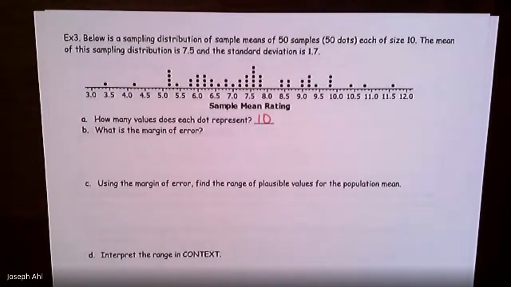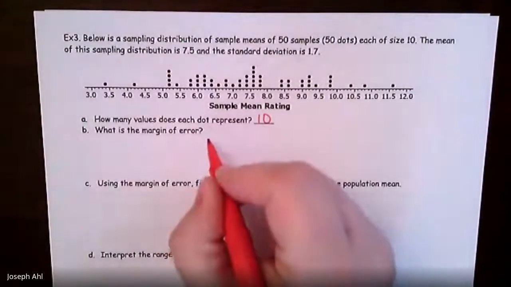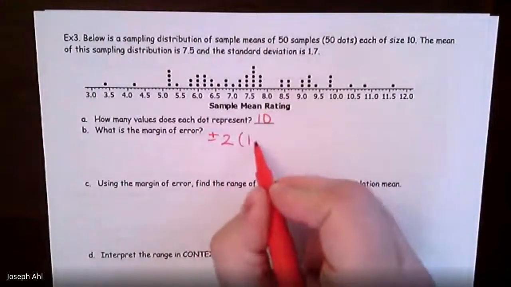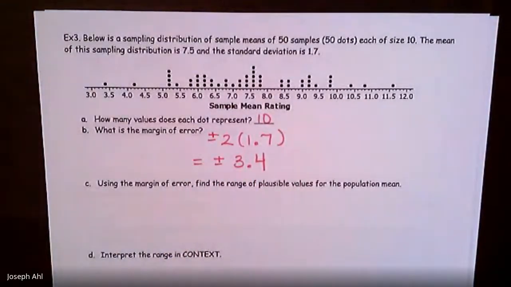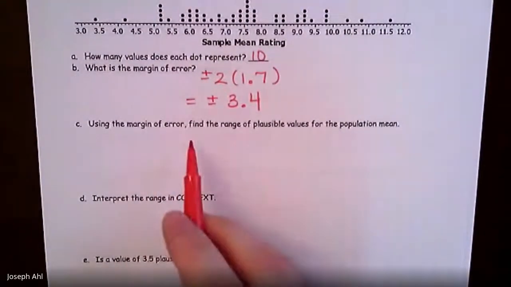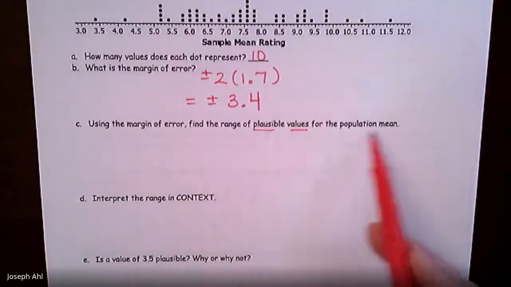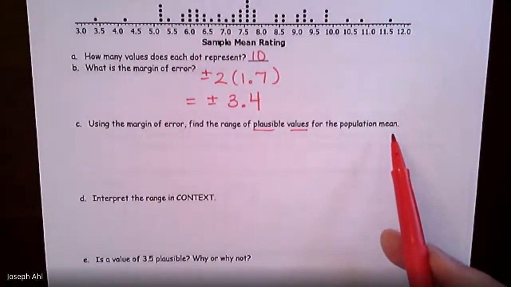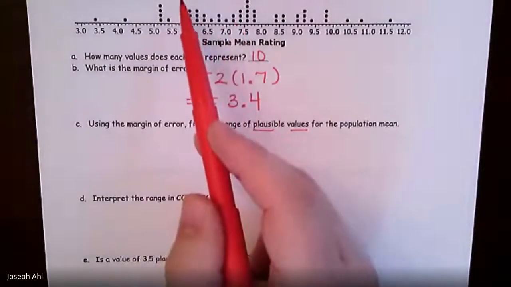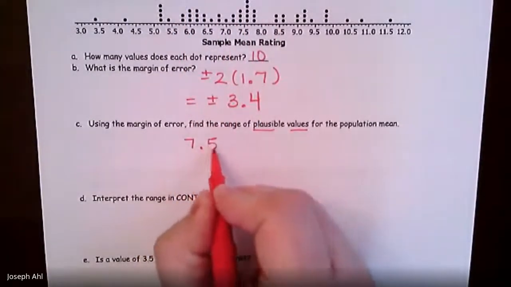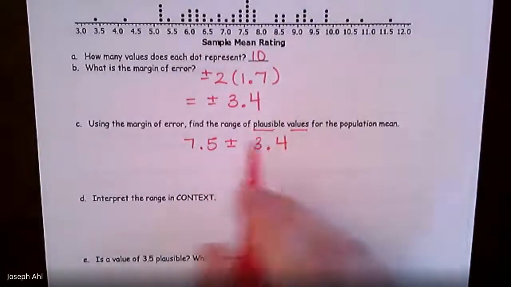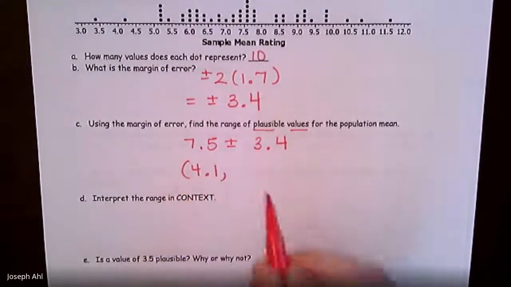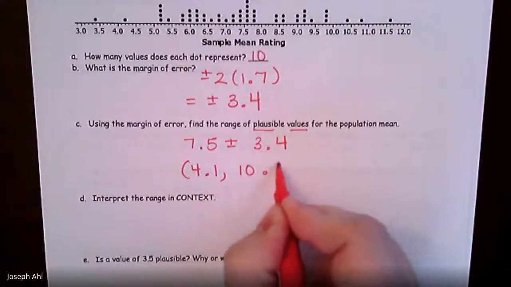Next thing says, what is the margin of error? Well, we just saw 8 examples of calculating margin of error, plus or minus 2 times the standard deviation of 1.7. So that's going to be plus or minus 3.4. Then the next part, which we haven't done yet, is using the margin of error, find the range of plausible values for the population mean. So to figure out that range of plausible values, we're going to take the mean, which is 7.5, and then we're going to add and subtract that margin of error of 3.4. So if you subtract 3.4, you're going to get 4.1. And then if you add on 3.4, you're going to get a value of 10.9.